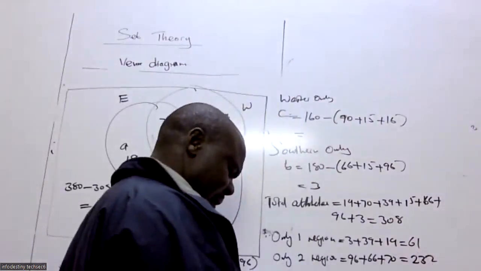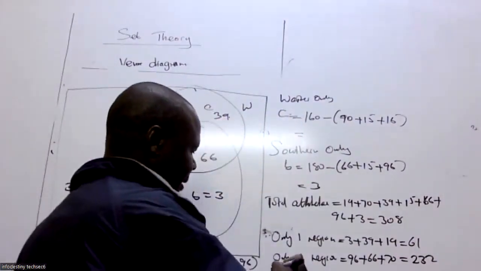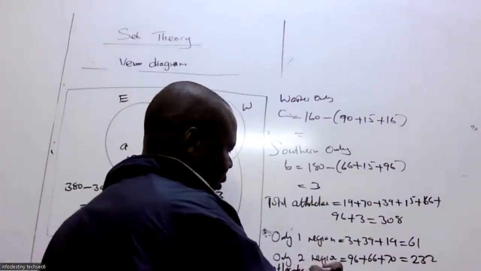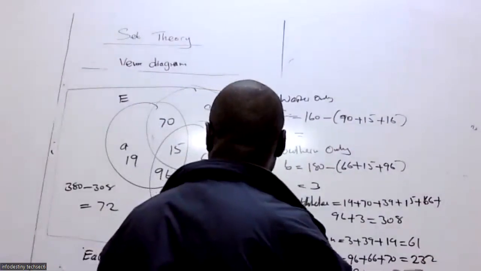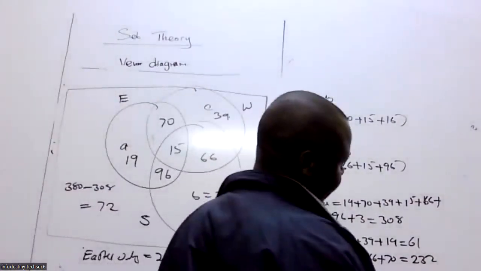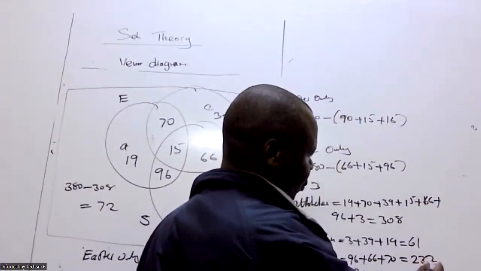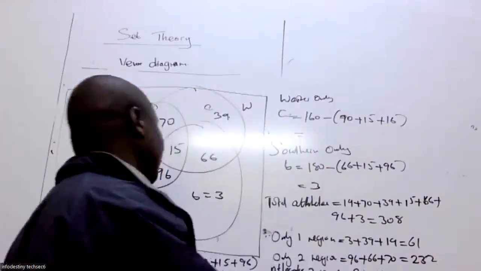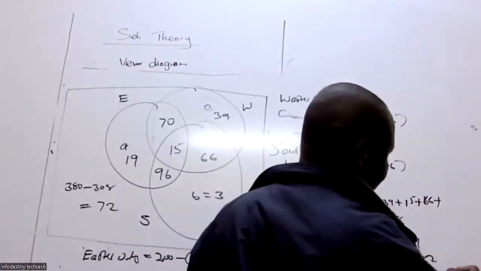And then the last one is the number of athletes that represent at least two regions. So at least two regions will be equals to 96 plus 66 plus 17 plus 15. 17 should be more than 317. What, this is 232. So that one cannot be 370. Why 370? 247.